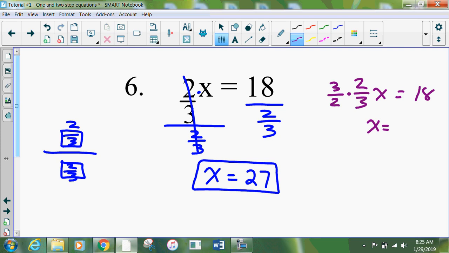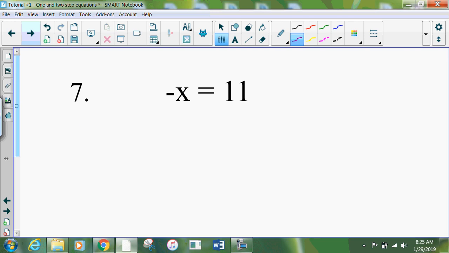So I could multiply by the reciprocal on one side and the reciprocal on the other. And that's also going to give me the 27. Either way, you can do this either way. All right, and that's it with the 1 steps. Oh, I take that back.